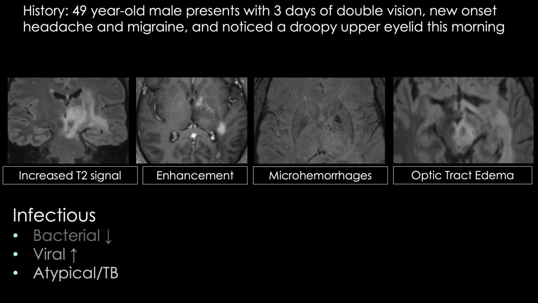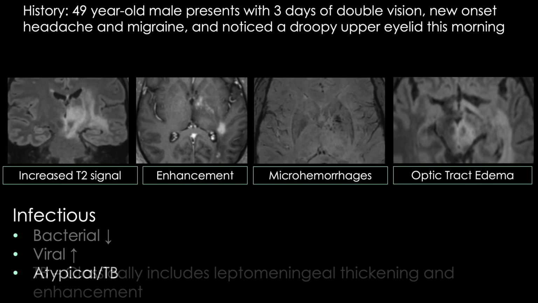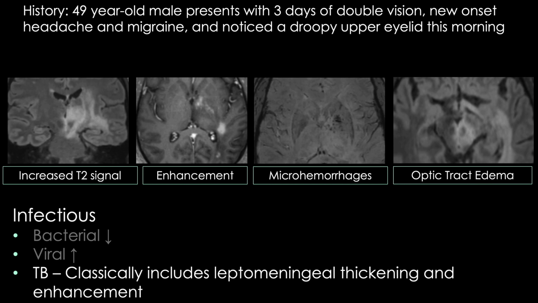Now we consider some atypical infections such as TB. TB can look like just about anything, but classically, it has some degree of meningeal involvement, typically peel thickening on the surface of the brain or brainstem with enhancement, which we don't see here. And of course, you'd want to correlate this with the patient's history and chest imaging to see if other evidence of TB is present elsewhere within the body.